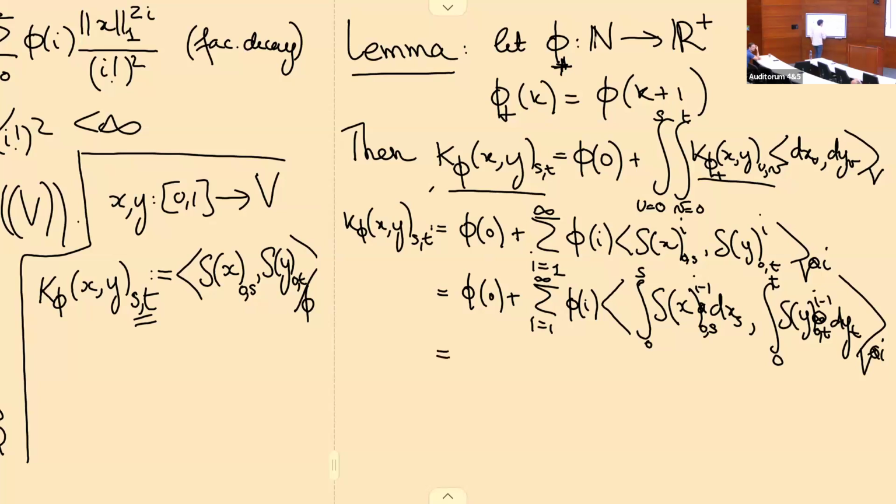Right, now what I can do is swap sums and integrals because things decay very fast. So we have dominated convergence, we can swap things. So let me do that. So phi 0 plus, what do we have? We have the double integral. So this is u from 0 to s, just to be clear, v from 0 to t. Okay, so then I have a sum i equals 1 to infinity.